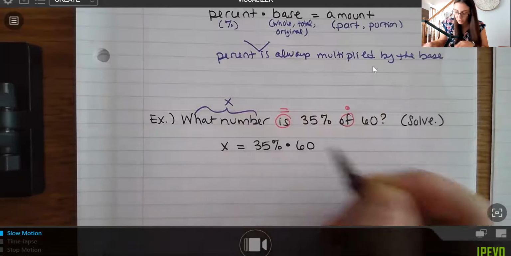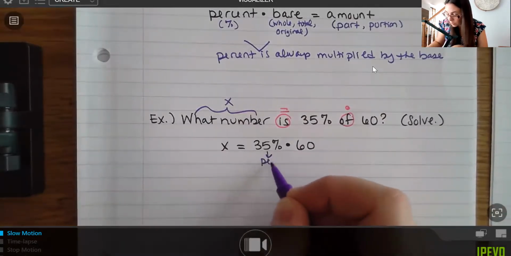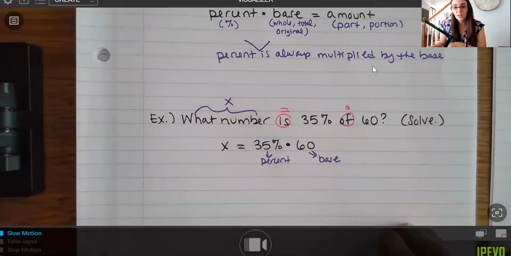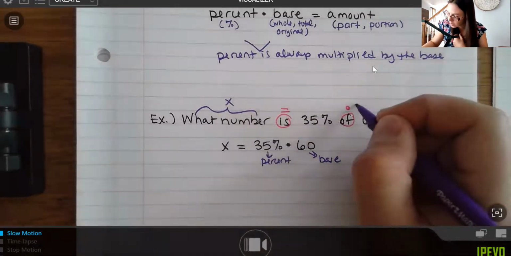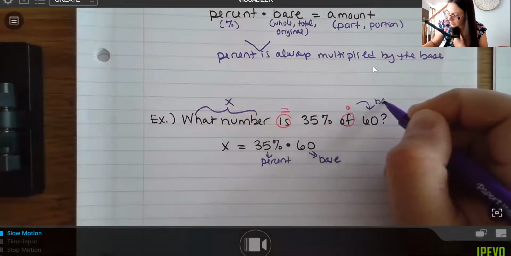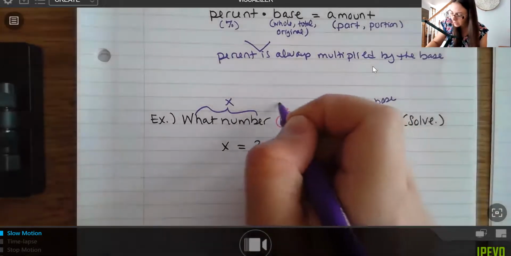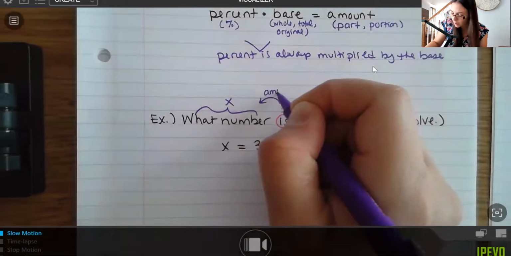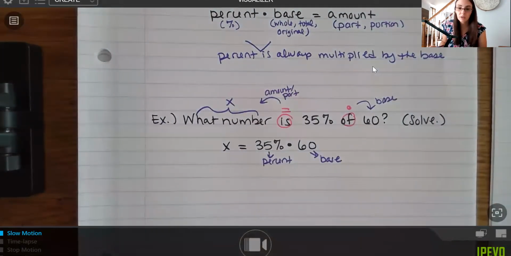times 60. So just as a little side note here, again, your percent is usually the obvious one. And whatever is being multiplied with, that is the base. Okay, so the base you're going to notice is next to the word of a lot. So you're often going to see that word of connect you with the base because the base is what's being multiplied. And you're often going to see the word is connect you with the amount or the part because they just tend to be next to each other. Okay.